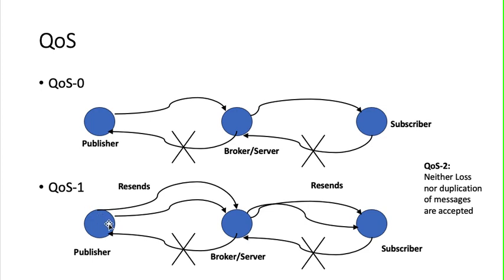In QoS 1 we again have publisher, broker, subscriber. Here message delivery between the publisher and the server, and then server to subscriber, occurs at least once. If the message is not acknowledged, it is sent again. This QoS 1 guarantees at least once delivery. And in QoS 2, neither loss nor duplication of the messages is accepted. So this is about QoS.